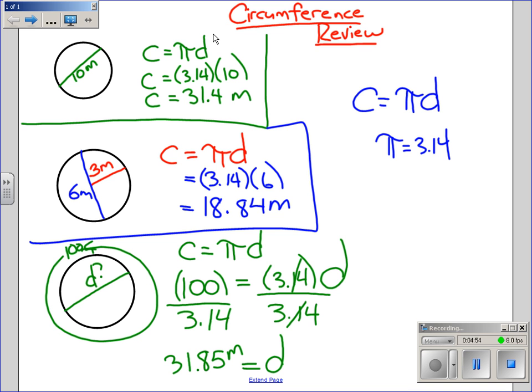We are going to do something similar with area. It's a different formula, but we are going to give you the radius sometimes, we're going to give you the diameter sometimes, and then at the end we're going to give you the area and have you work yourself back through it. So it's going to be set up very, very similar. So let's take a look.